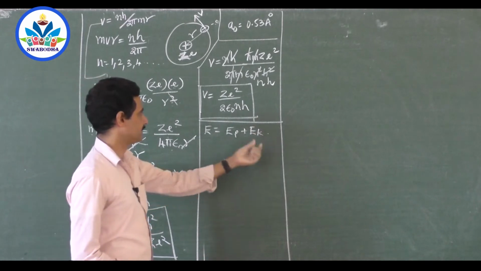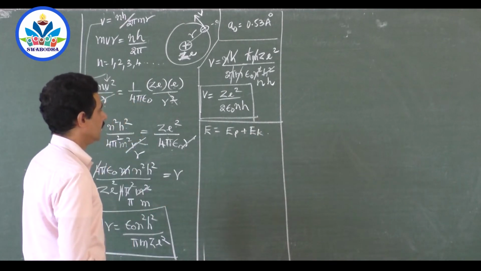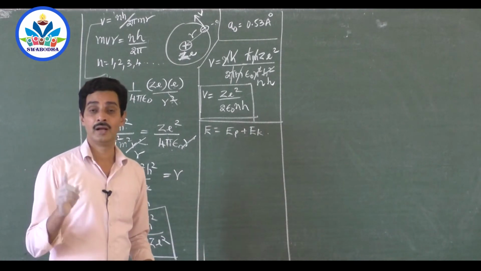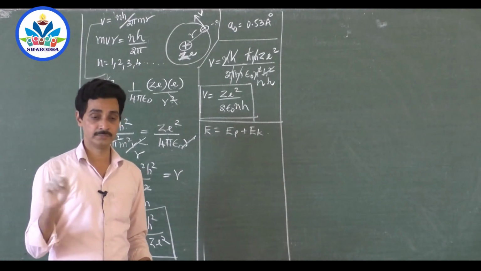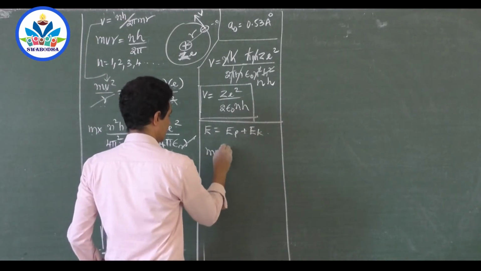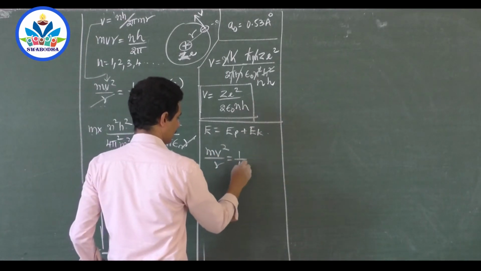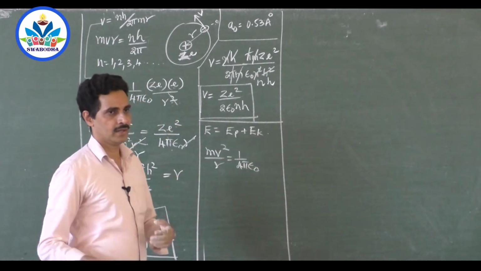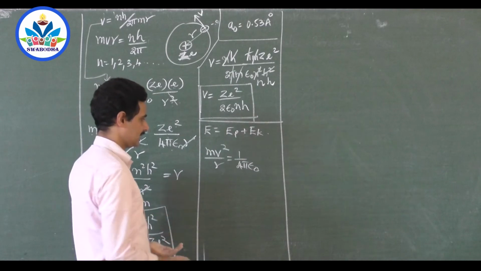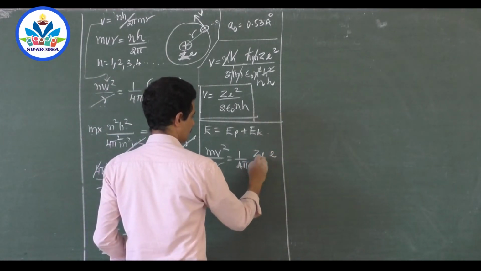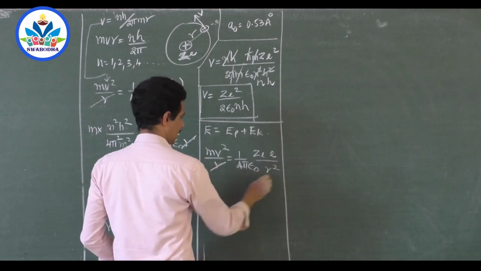So potential energy plus kinetic energy, right? Now if you want to write what is kinetic energy, again go for centripetal force, because there you get mv squared by R is equal to 1 by 4 pi epsilon naught times the force of attraction between the positively charged nucleus and negatively charged electron, that is Ze into e by r squared. One r gets cancelled.